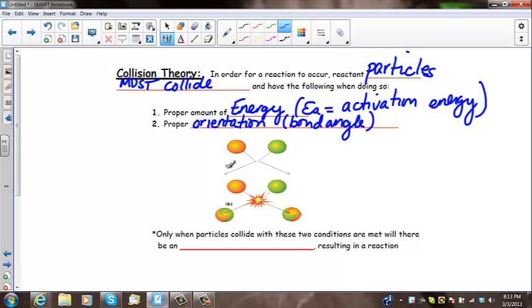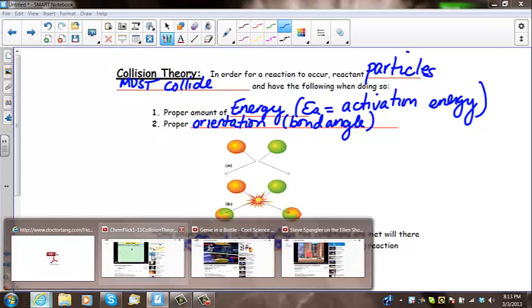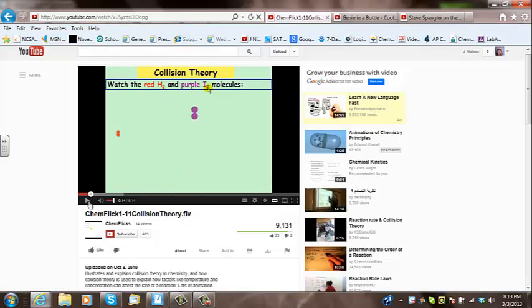So here in A, you see 2 particles begin to collide, and they collide with the right amount of energy, and then something happens. The reaction takes place. Only when particles collide with these 2 conditions being met will there be an effective collision resulting in a reaction. There can be lots of collisions, but if you don't have the right amount of energy and you don't have the right bond angle, it's not going to be effective. Let's take a look at a little video.